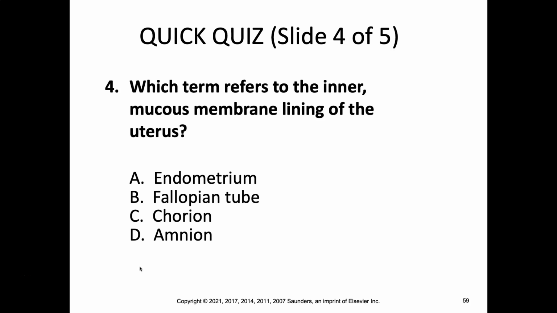Which term refers to the inner mucous membrane lining of the uterus?